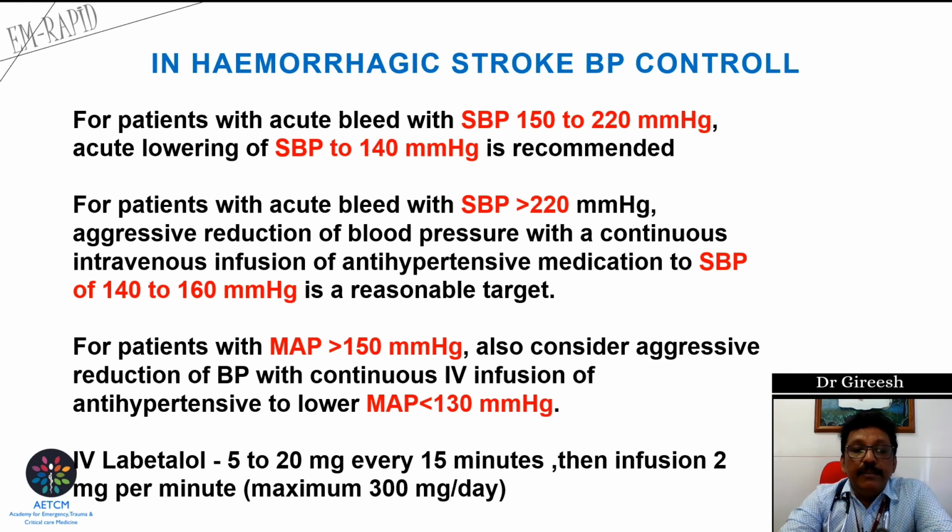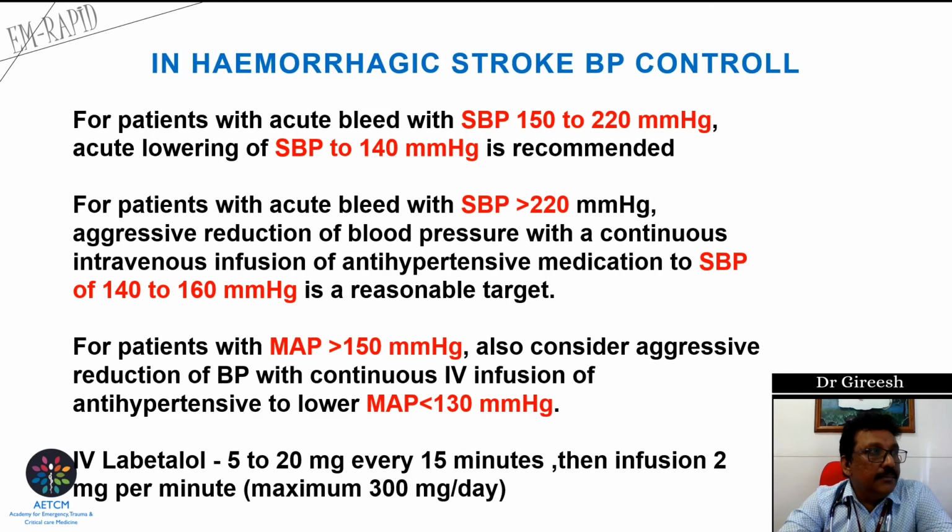The IV labetalol is again used here. So rapid correction is recommended in hemorrhagic stroke than in ischemic stroke, because most of the time the bleed is due to high BP, whether there are aneurysms or not. Most of the patients will have high BP. BP has to be controlled. If BP is not getting controlled, there is a further chance of bleed.